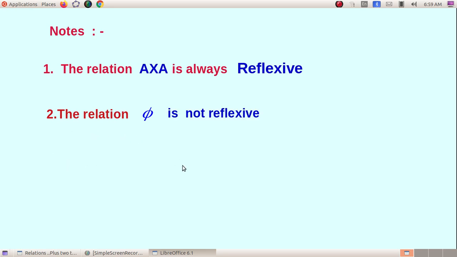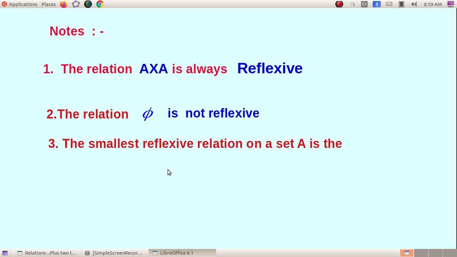And what is the minimum number of elements? What is the smallest reflexive relation on a set A? Suppose A equals {1, 2, 3}. What is the smallest reflexive relation? If the set is {1, 2, 3}, then the smallest reflexive relation is {(1,1), (2,2), (3,3)}. This is the smallest reflexive relation on set A.